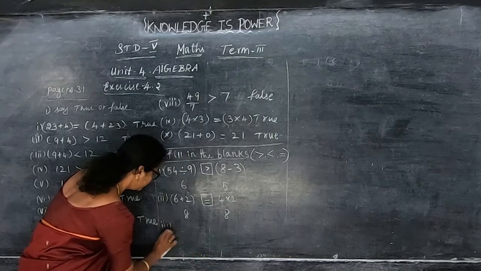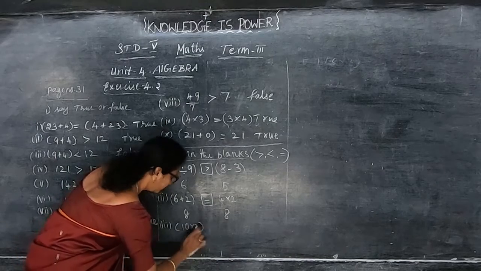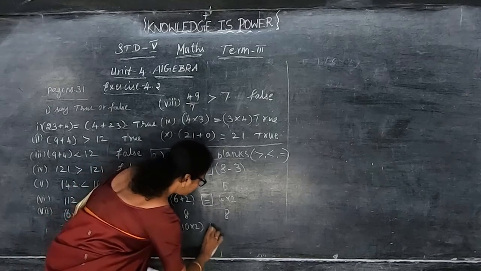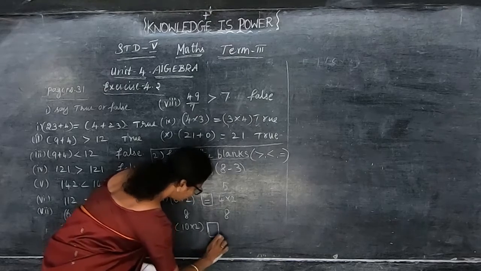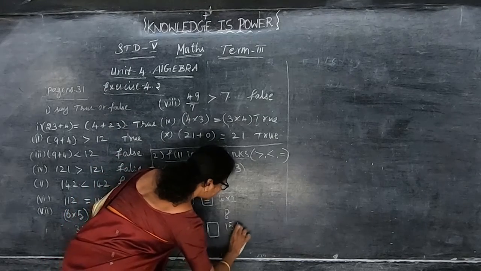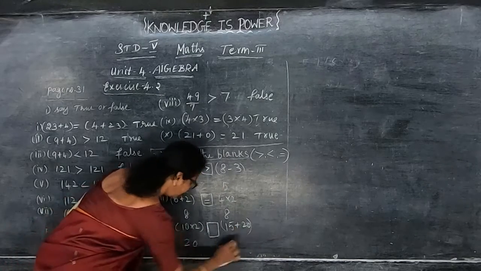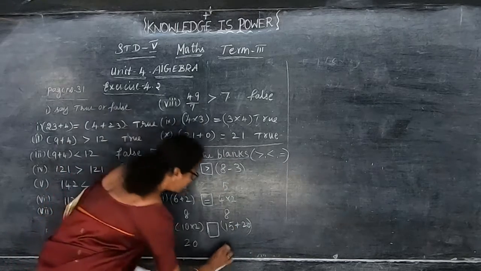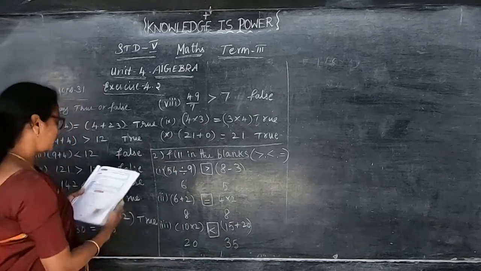Then third sum, 10 into 2, box, 15 plus 20. So 10 2s are 20. Okay, 15 plus 20 is 35. So this is greater, so you put the symbol like this.